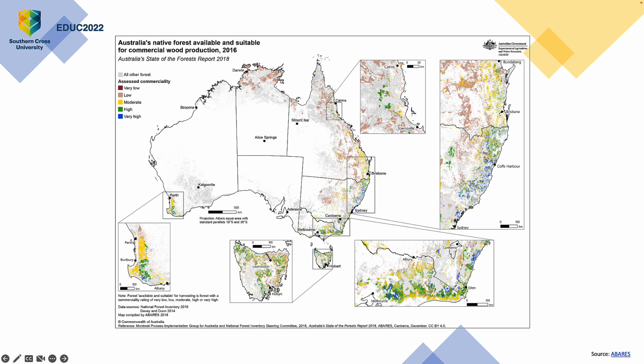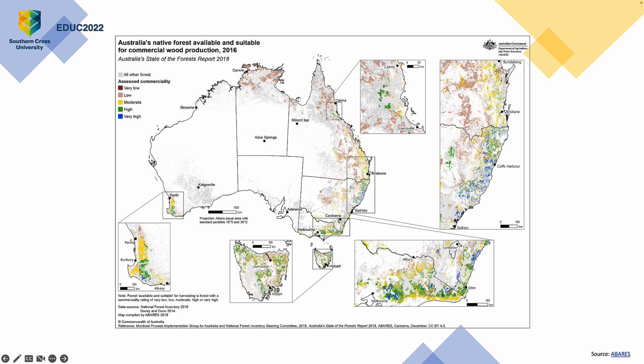So when you start looking for the yellow, the green and the blue, particularly when you're looking at the map of all of Australia, there's really not a lot there that you can see that's appropriate for commercial harvesting. And then, of course, when you get in a bit closer with some of those blow-ups there, you can see that actually most of the very high commerciality areas are located in New South Wales between Coffs Harbour and Sydney, just on that coastal fringe there.